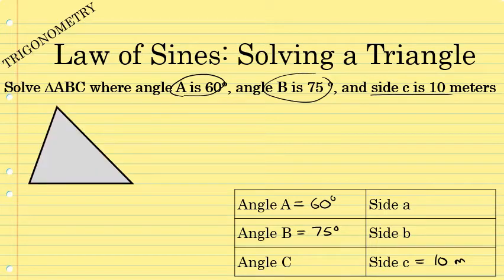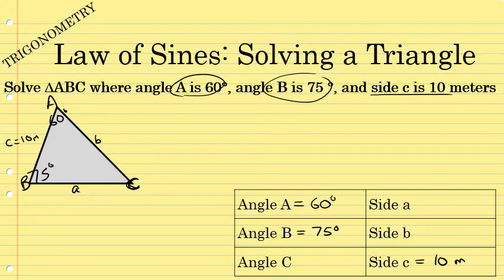It's often useful to draw a diagram when solving a triangle. So I'll draw a triangle here, and it's certainly not drawn to scale, but I'll label the vertices A, B, and C, and then fill in the given information with 60 degrees and 75 degrees for angles A and B. And then side C: realize that in the naming of a triangle, side C is directly across from angle C. So the side that I've been given as 10 meters is side C, directly across from angle C. Side A is directly across from angle A, and side B directly across from angle B.